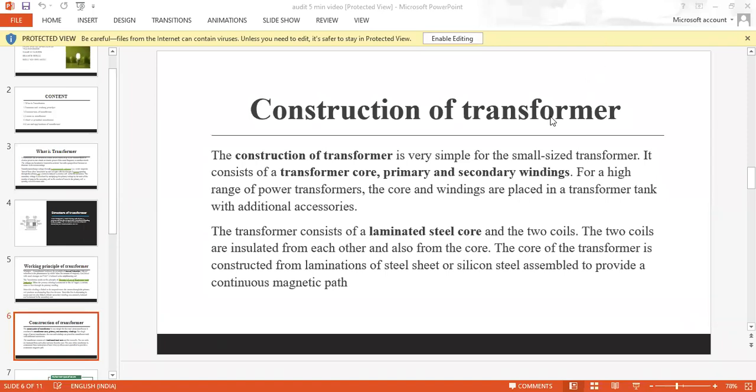The two coils are insulated from each other and also from the core. The core of the transformer is constructed from lamination of steel sheet or silicon steel assembled to provide a continuous magnetic path.